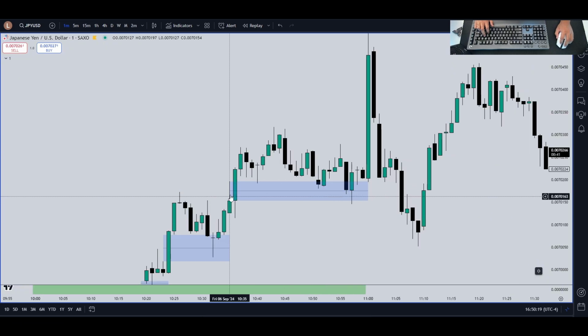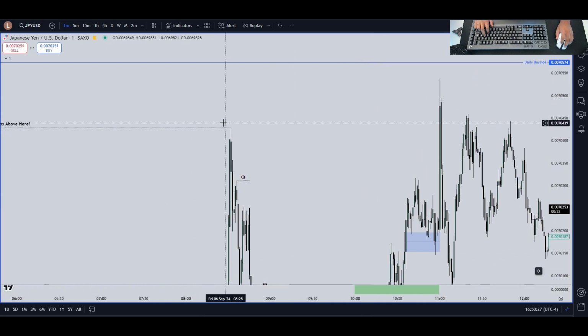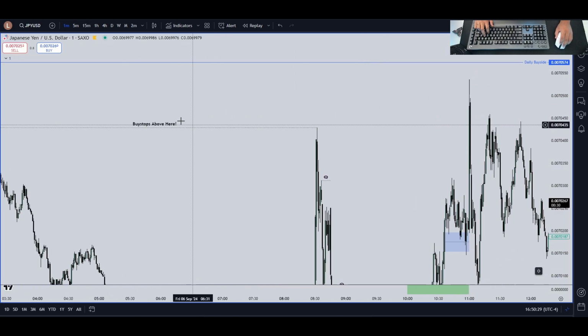So remember, wicks are gaps. You draw that out. Look at the bodies respecting the consequent encroachment of it. And right at 11 o'clock, look at how price completely slams through and reaches that first main initial target that we had.